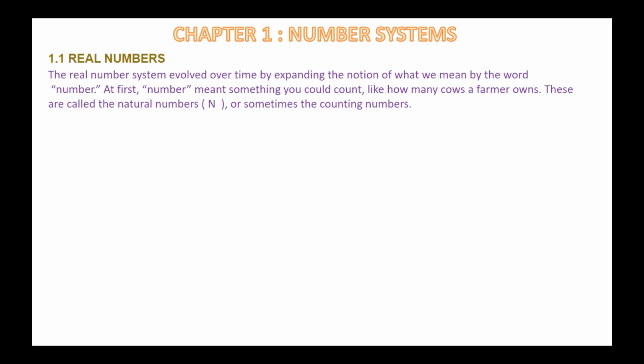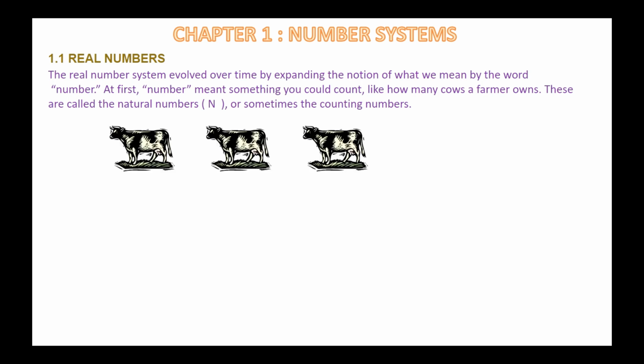word number. At first, number meant something you could count, like how many cows a farmer owns. These are called the natural numbers, or sometimes the counting numbers. Natural numbers. The symbol used is capital N. We write in curly brackets, start with 1, 2, 3, 4, 5, and so on.